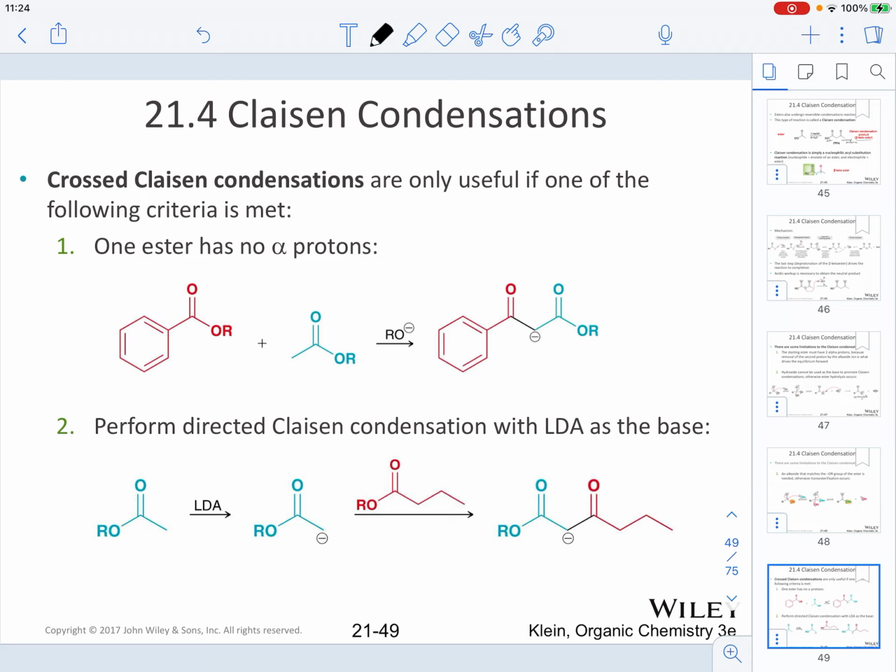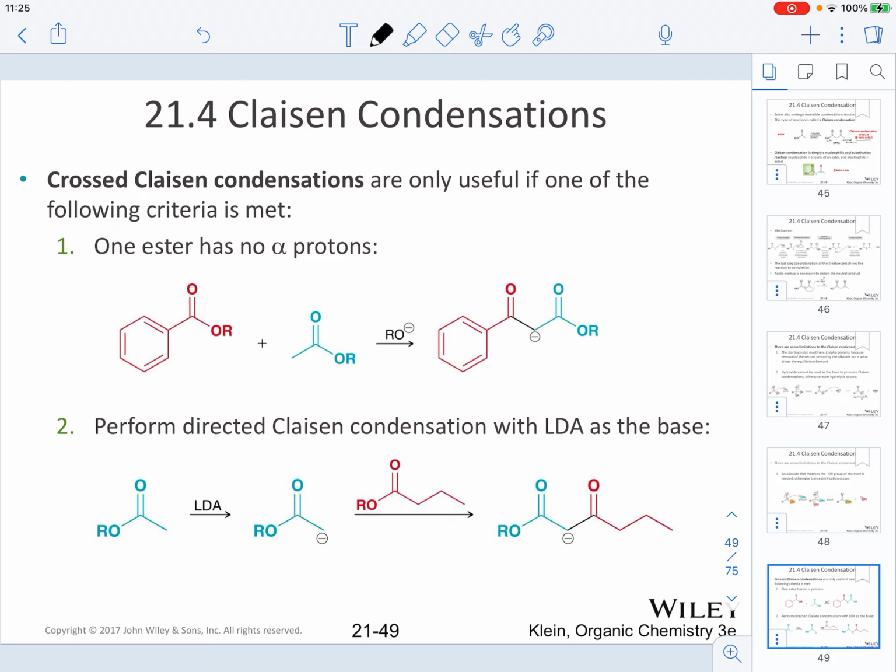Claisen condensations can also occur as cross-Claisen condensations, but understand that they're only useful if one of the following criteria is met. One of the esters must have no alpha protons, and as you can see in the reactions on number 1, if we have different esters, then that means that specifically the one that is in blue will be able to form the enolate that will then attack the carbon atom that is double bonded to the oxygen in order to produce the product that we see on the first set of the reactions.